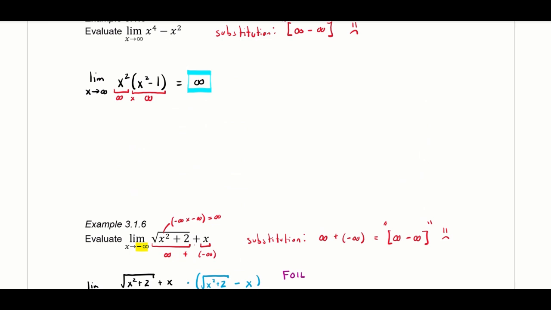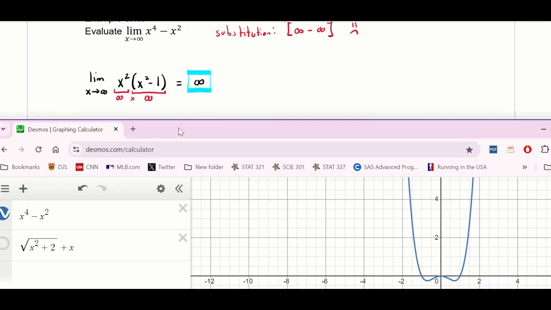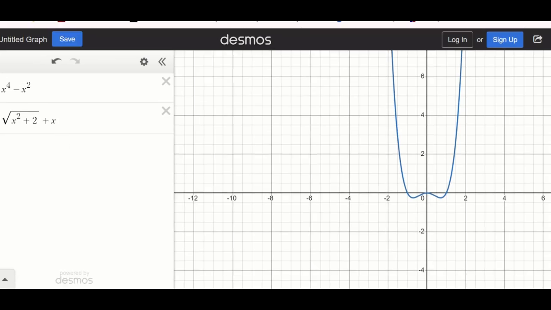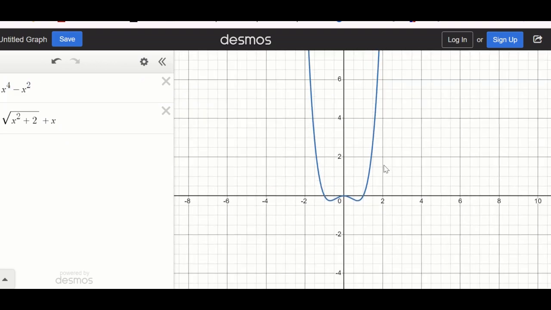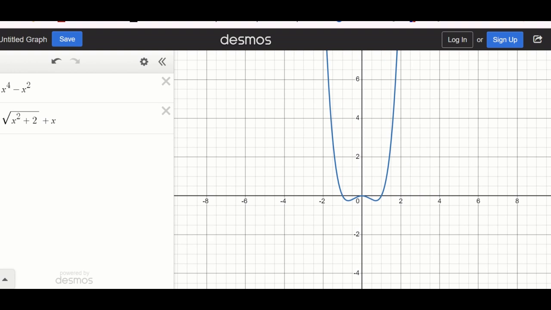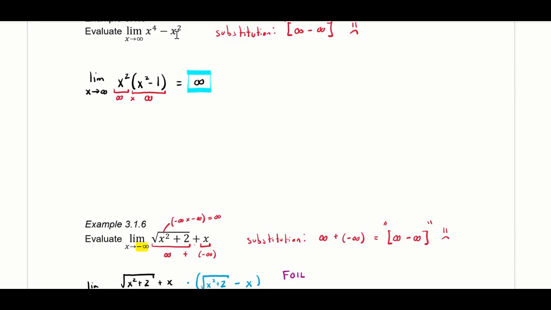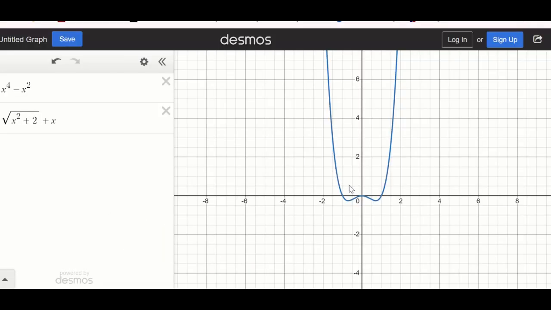So let's look at this one first. x to the fourth minus x squared. Let me bring Desmos over here, our good friend Desmos. I've got this one plotted here. It looks like this. Now what we're doing in our example here is we're looking to see what happens to this function as we let x go to infinity. So in other words, if we look at our graph here, we're basically saying as x gets bigger and bigger and bigger, what happens to the function?